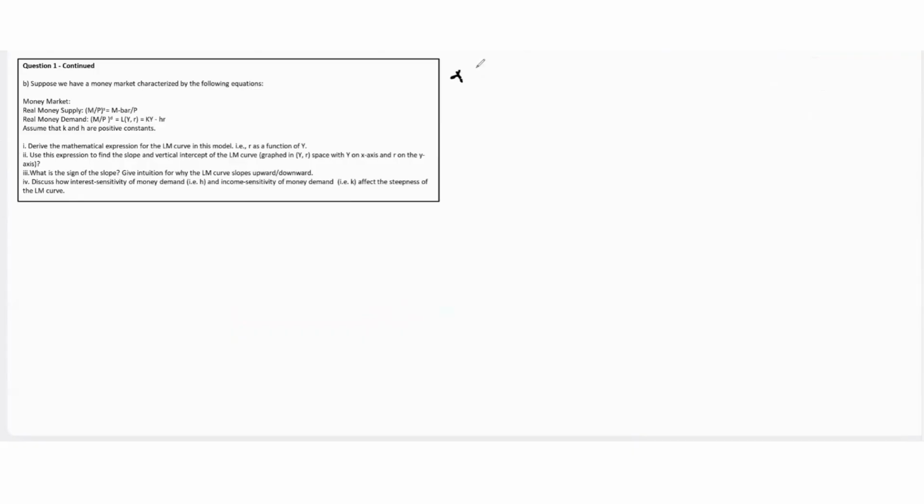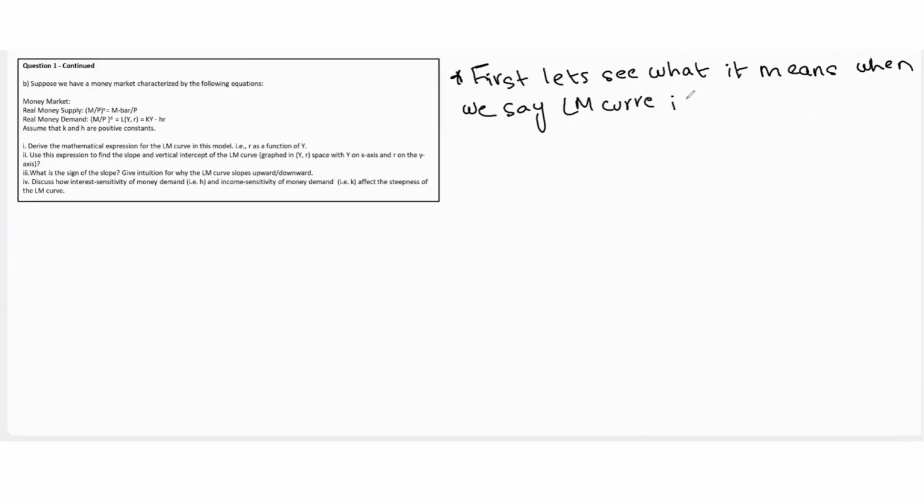First, we want to see what it means when we say the LM curve is steep versus the LM curve is flat. Right, so what does it mean to say the LM curve is steep? What does it mean to say the LM curve is flat? For this, you need to recall. Okay, so let me just write this here. We'll draw the figure over here.